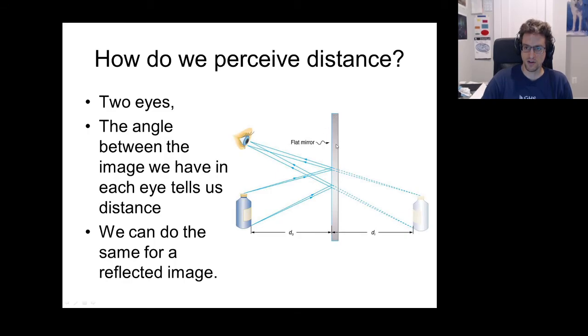With a flat mirror, okay, this distance of the object in front of the mirror is the same as the distance of the image behind the mirror. Okay, those two things have to be the same. All right.